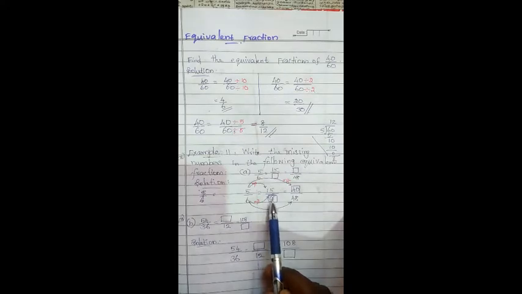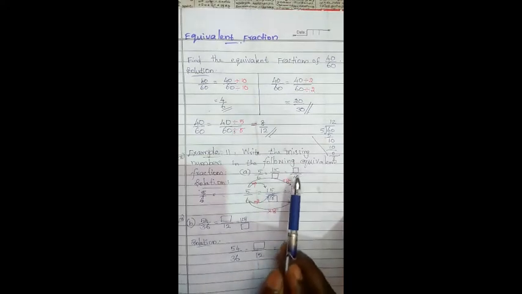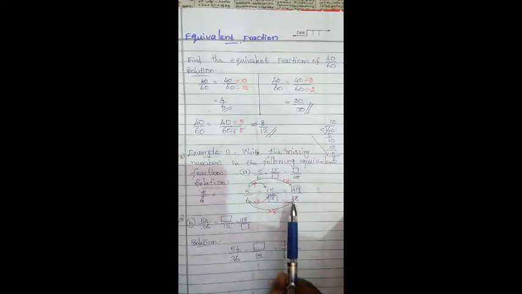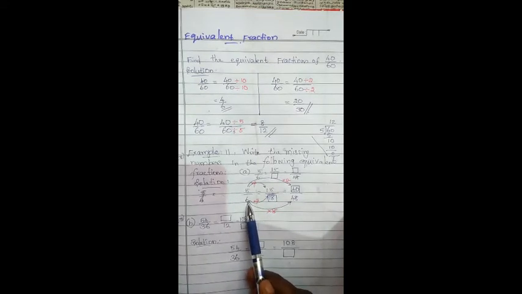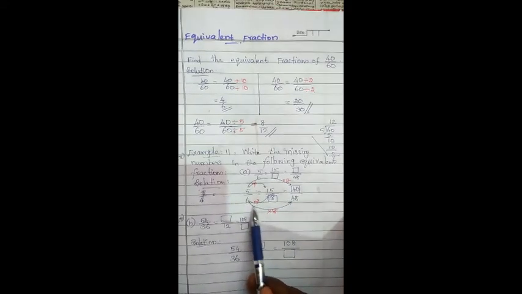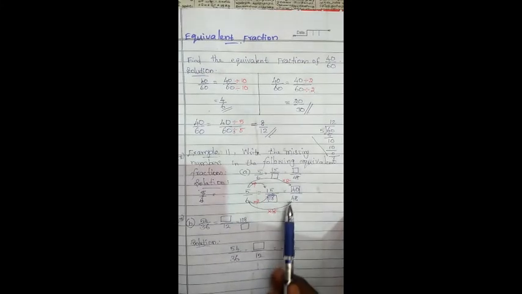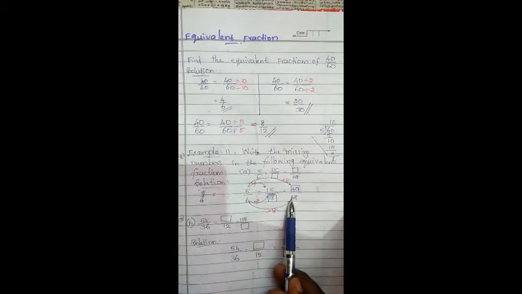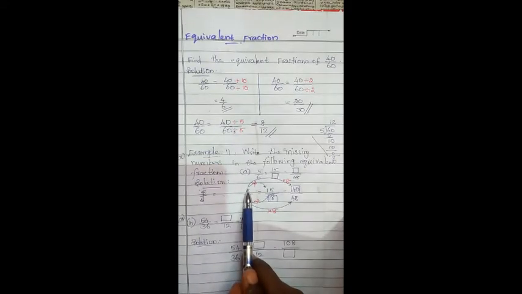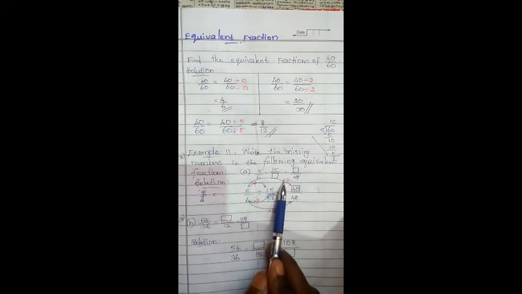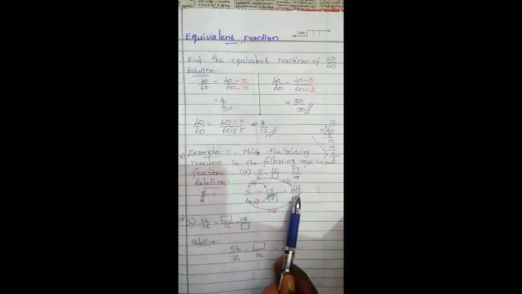So 18 will be, right? And here we have 48, right? Okay, 48. But we have 6. How did we get 48? 6 into 8. 6 8s are 48. So you multiply the numerator 5 by the same 8. 5 8s are 40. Like that we got it.